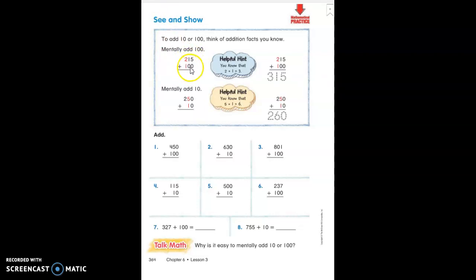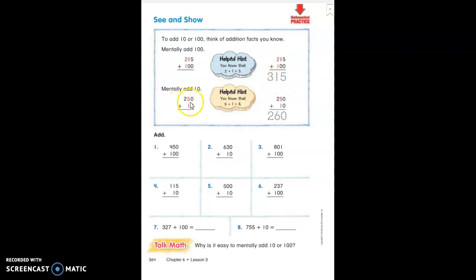215, and I'm adding 100 more. Well, if I'm adding 100, I'm going to look at my digit in the hundreds place. What digit is in the hundreds place? 2. So 2 and 1 more is 3, which would make 300s. And then the rest of my number stays the same. 215 plus 100 equals 315.